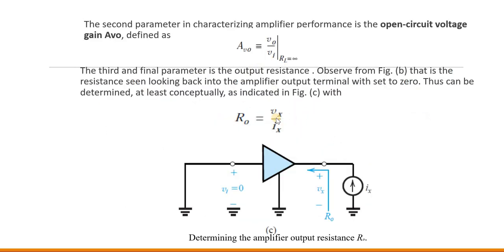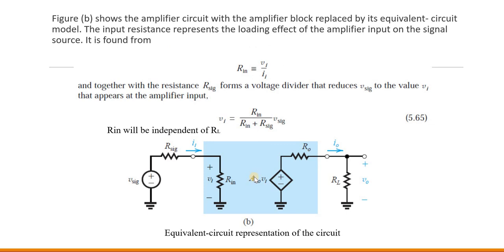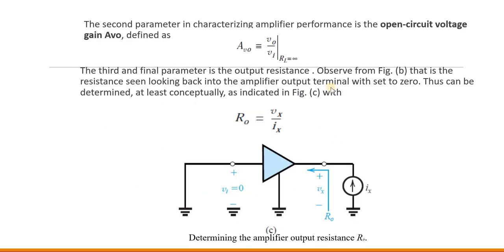So the next parameter is gain, that is the open circuit voltage gain AV naught, that is this one, AV naught, open circuit voltage gain. How can this be calculated? That is V naught divided by VI, by considering RL at infinity. So this condition is very important. By considering RL at a very large value, what is the open circuit voltage gain AV naught.